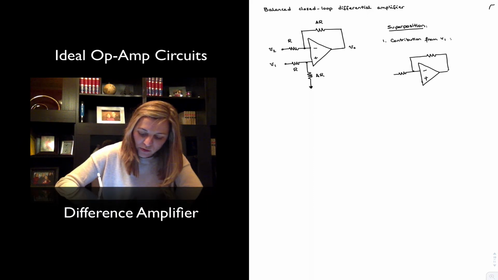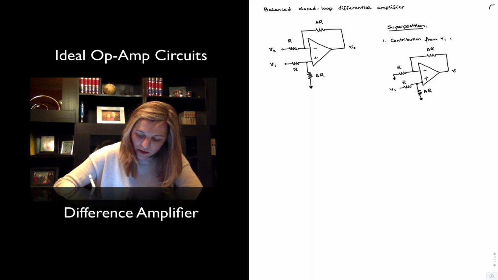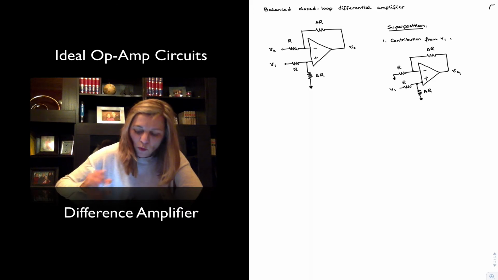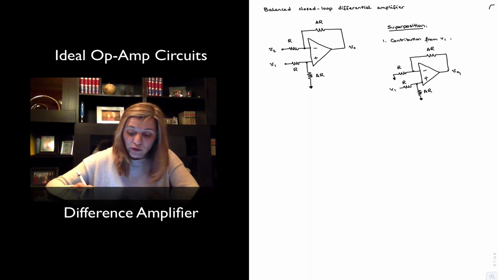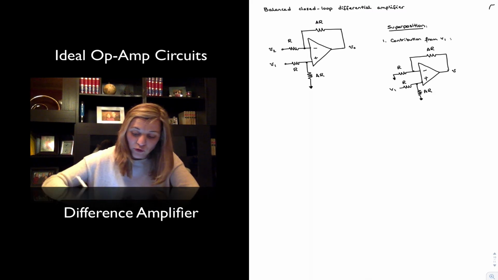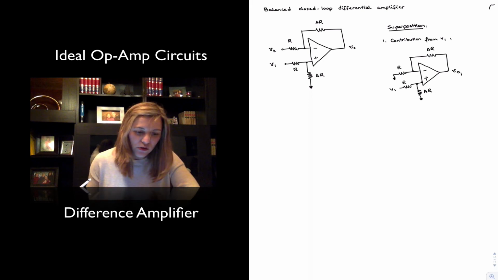The circuit then becomes, for purposes of applying the superposition principle, as follows: R, A R, and V1 just stays in place, R, A R. And I'm going to label this Vout1, just to indicate that this is not the actual output voltage, it's just the contribution to the output voltage from input source V1. So Vout1.